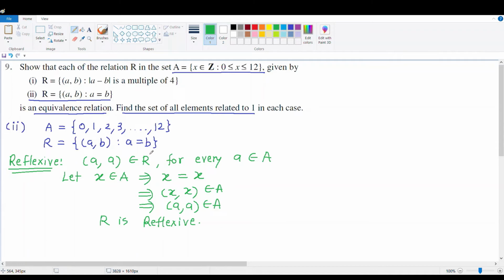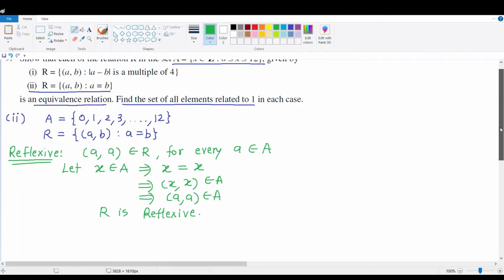Now the relation itself is what? a equals b. So if you take a equals x, then (x, x) must belong to R. And see, x equals x, right? If (x, x) belongs to R, then x must be equal to x, and that is true. x is equal to x. So that means (a, a) is going to belong to R. So that means R is reflexive.